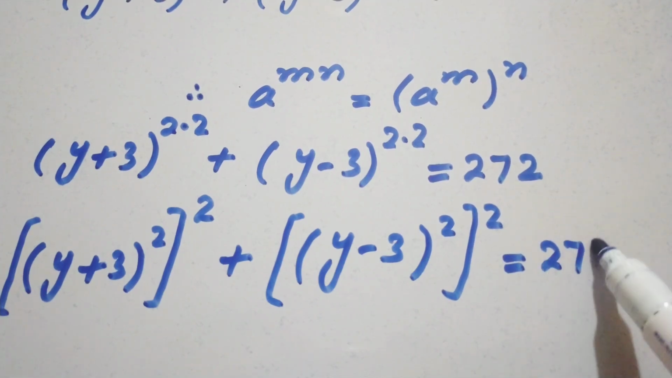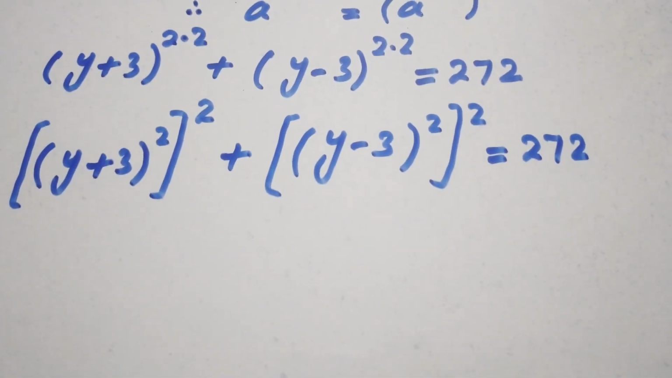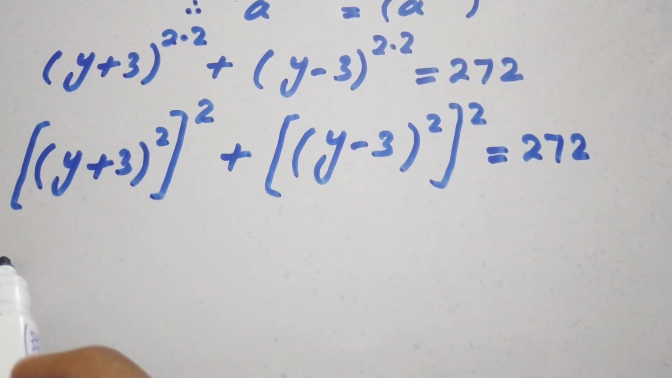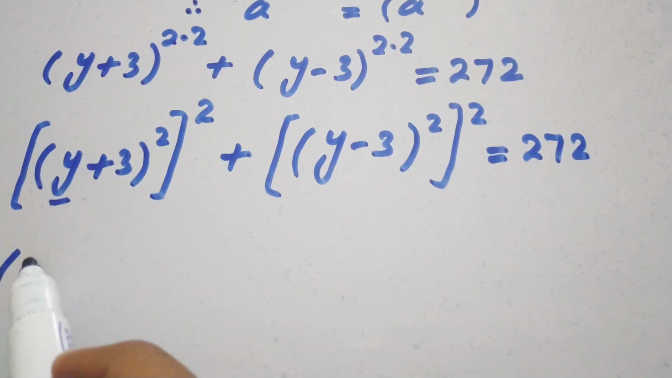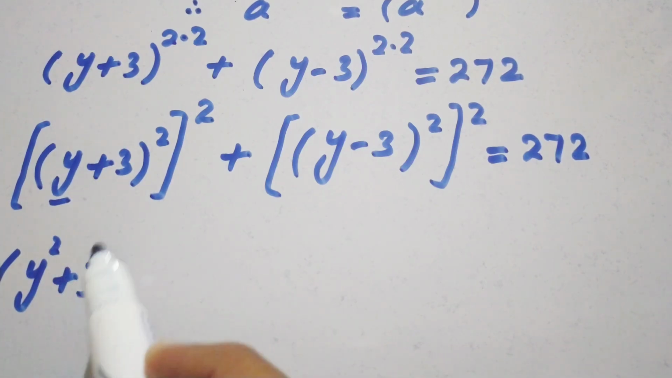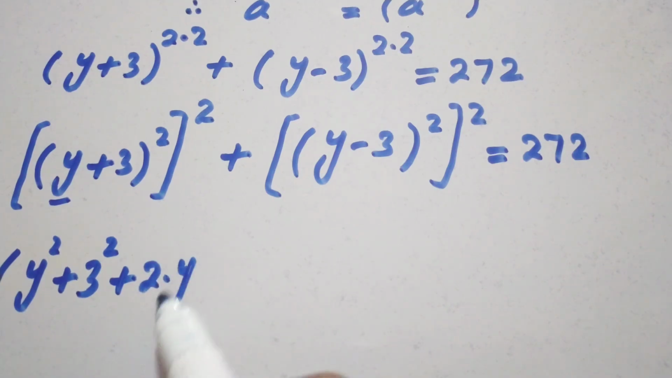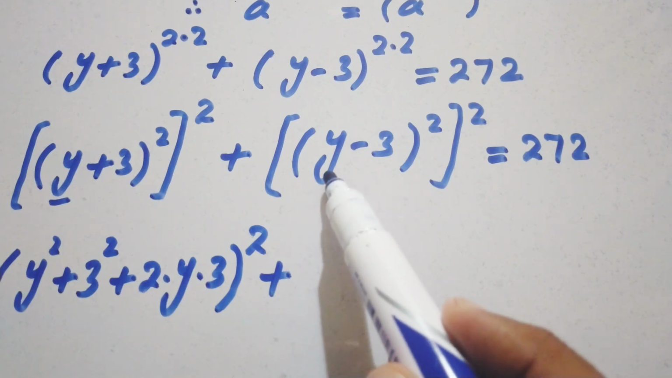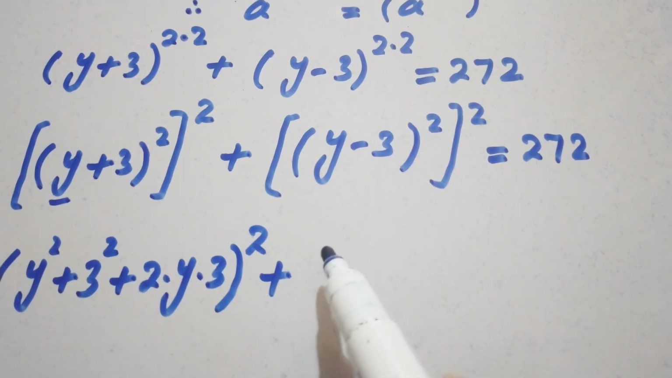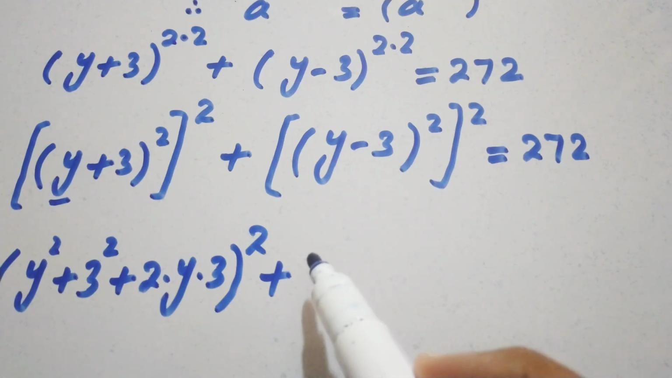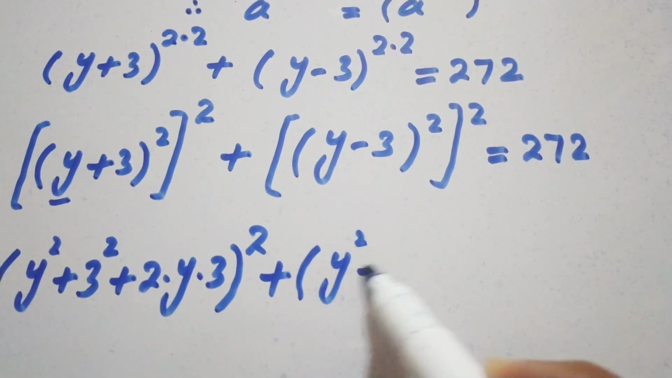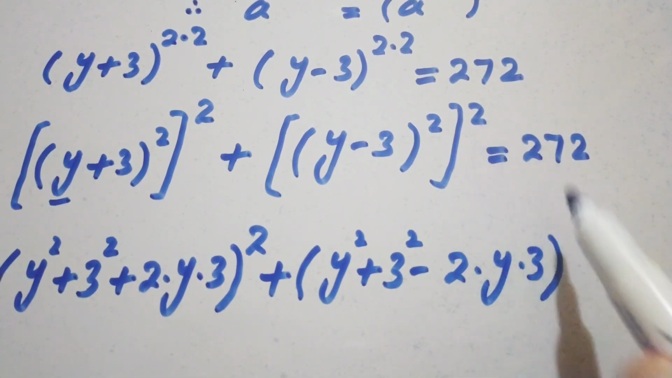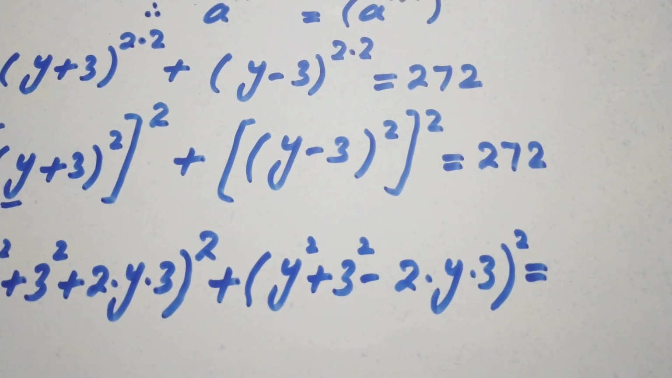is equal to 272. Now by using the algebraic identity (a + b)^2, which is a^2 + b^2 + 2ab, here a is y, so y^2 + 3^2 + 2 into y into 3, and this is whole squared, plus here we will use (a - b)^2, which is a^2 + b^2 - 2ab. So (y^2 + 3^2 - 2 into y into 3)^2 is equal to 272.